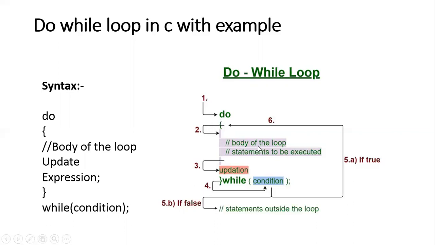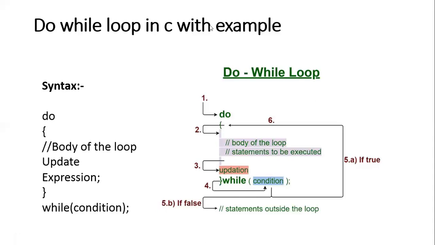Second step, it will go to the statements again. Third step, updation. Fourth, it will go to the condition and check whether it is true or false. If it is true, continue the same procedure. If it is false, it will terminate executing the loop and come out of the statements, out of the program. So this is all about do while.